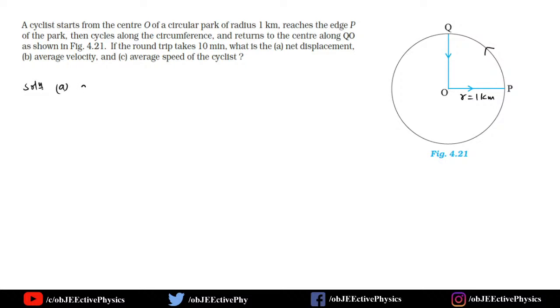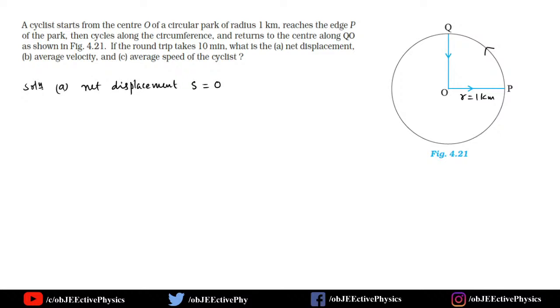Solution for A, net displacement. Net displacement is equal to 0. What is the reason for this? Initial position and final position are same. What is the displacement definition? Shortest distance between final position and initial position is called displacement. Here final position is O, initial position is also O. Therefore, net displacement is 0.